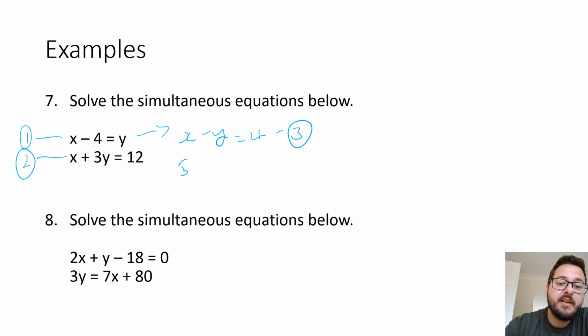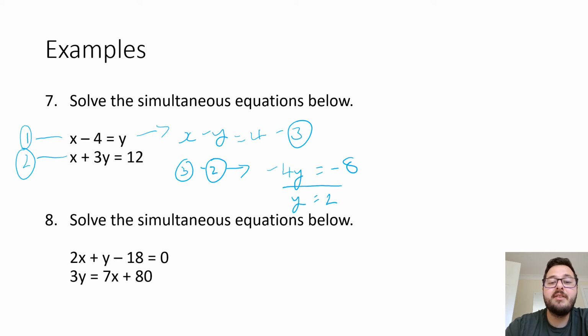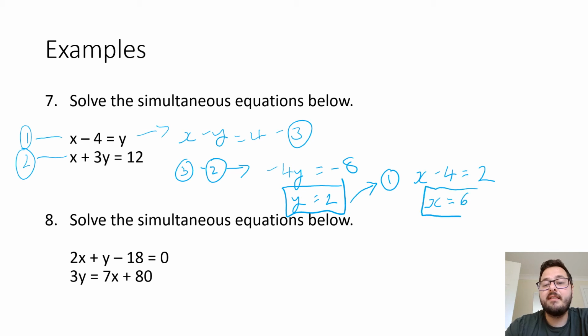So let's do that. So 3 take away 2 is going to give us, so the x's disappear, minus y minus 3y is going to give me minus 4y. And 4 minus 12 is going to give me minus 8. Divide both sides by minus 4, we're going to get that y is 2. Then we want to pop that into another equation. Let's pop it into 1. Yeah, why not? Let's see what happens. So x minus 4 is y, which is 2. Then just add the 4, so x is 6. Great.